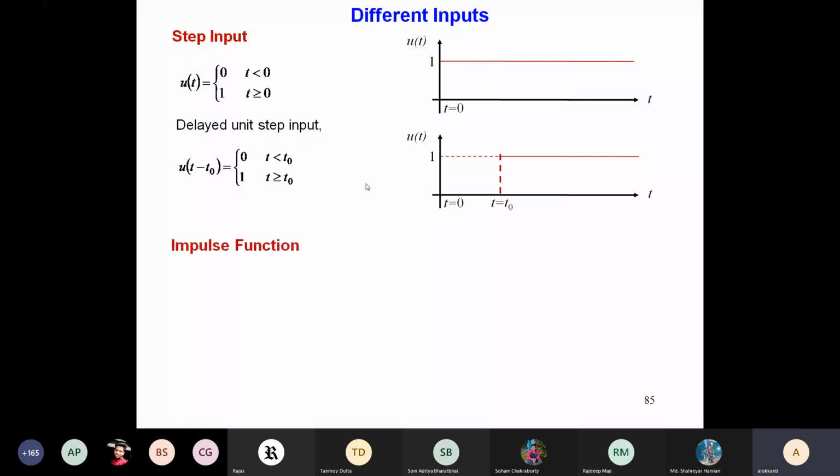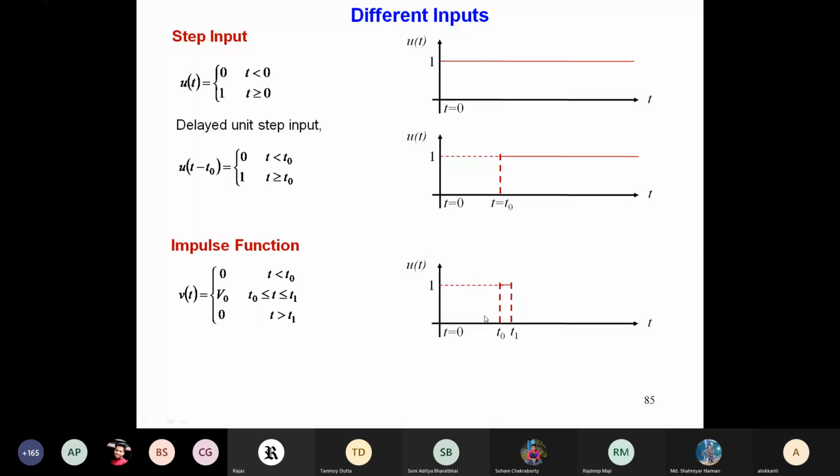Similarly, there is something called impulse function. That means you have an input where at t equal to t naught, certain switching is done, and again at t equal to t1 it is brought down to 0. This magnitude should have been v naught. So at t less than t naught the value is 0. From t naught to t1 the value is v naught.